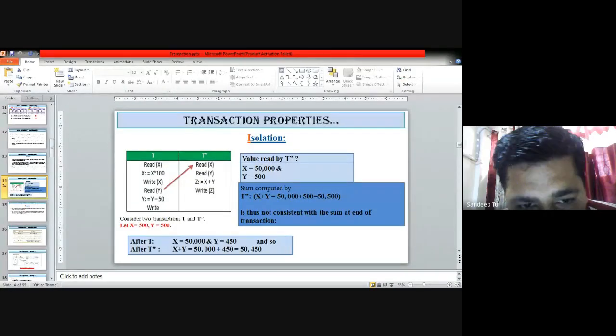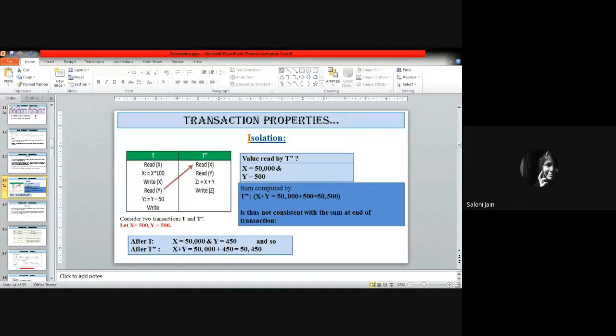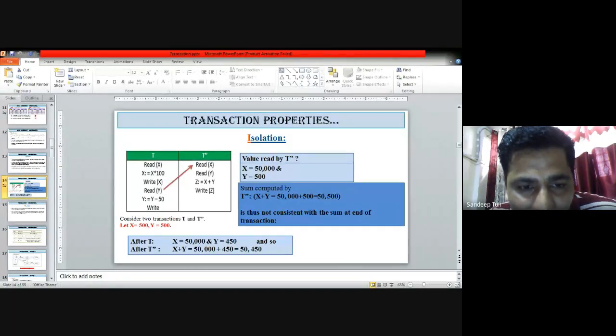No. Like you are saying that in transaction T, the transaction is read x, and now T double dash has initiated. At that point, x is 500 and y will be 500 only, because at that point, y has not been read out by the transaction T or T double dash, whatever it may be.